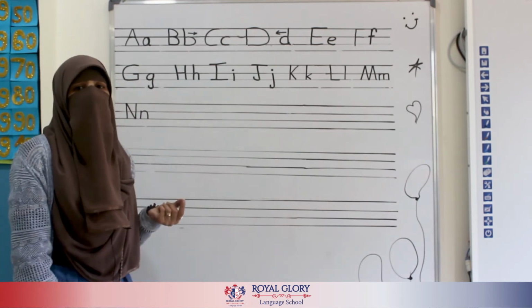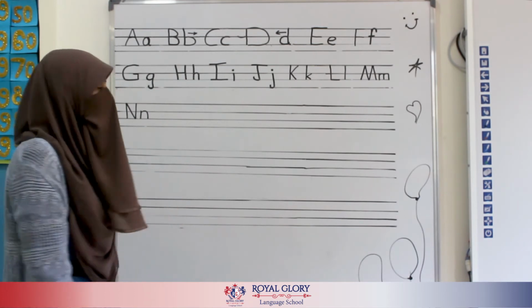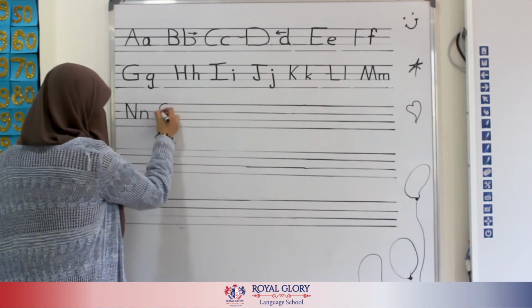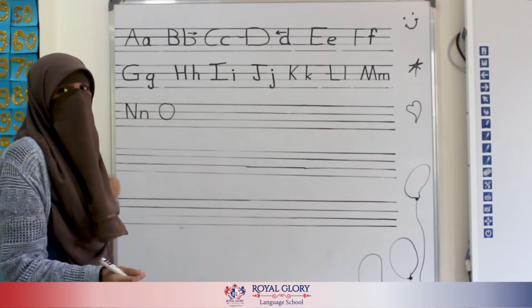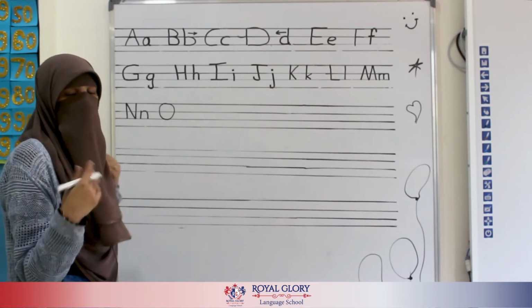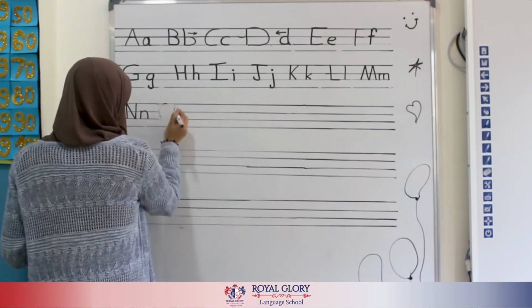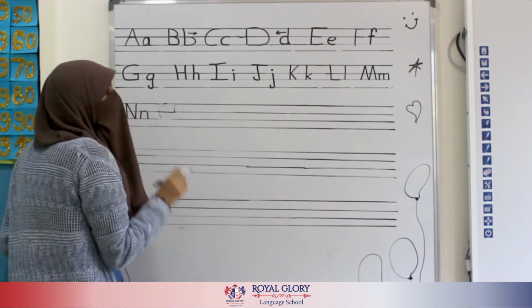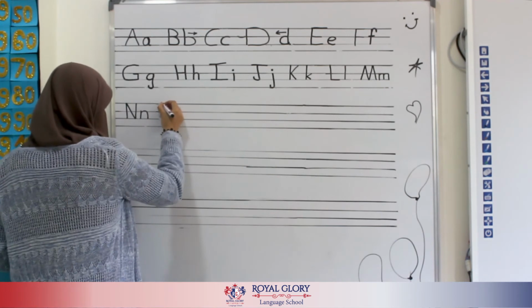Letter O, its sound is O, O, like an orange. How to write it? I will write it like this, like a circle. No, letter O is not a circle. So, how to write it? Between 3 lines, I will draw an oval, okay? Oval, like this.